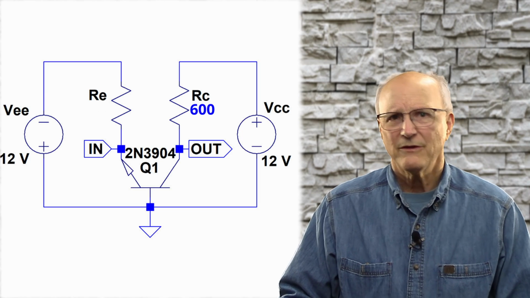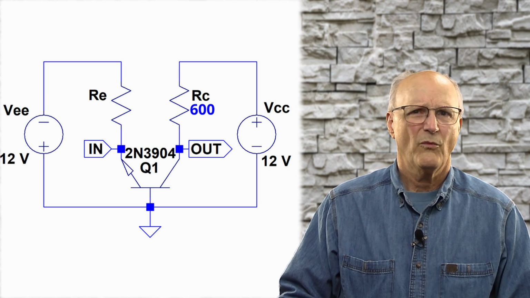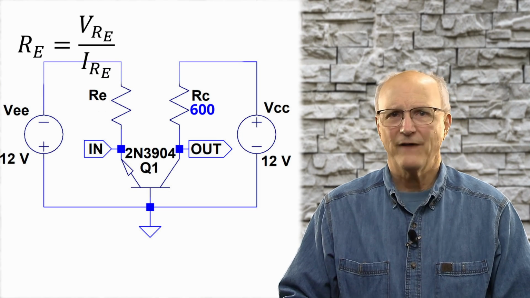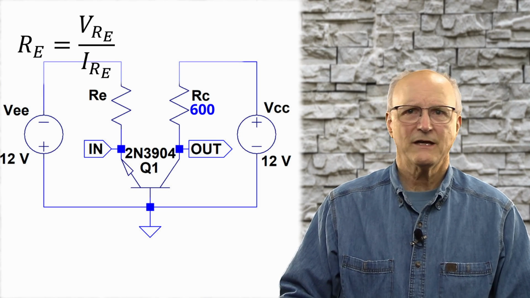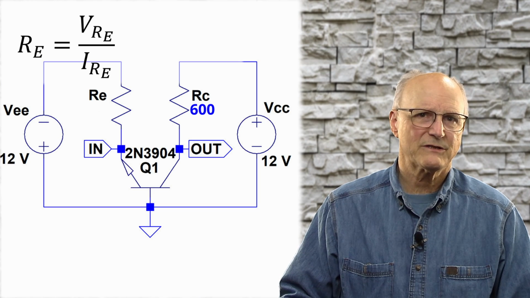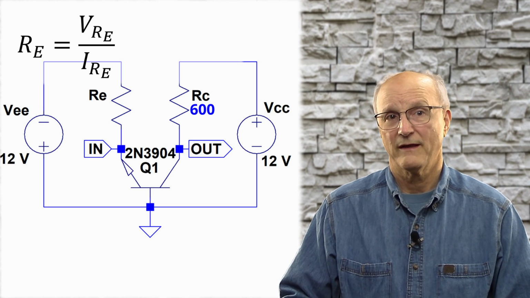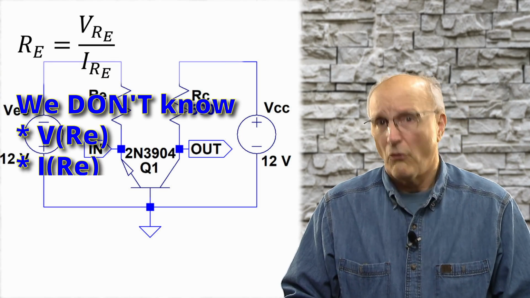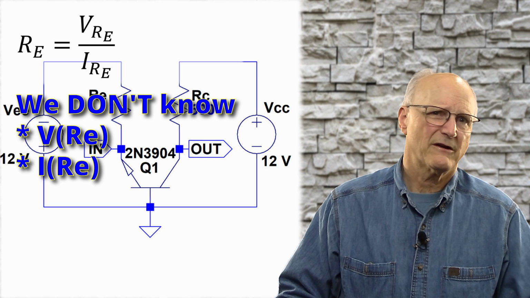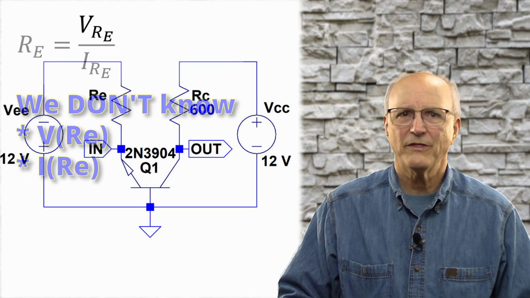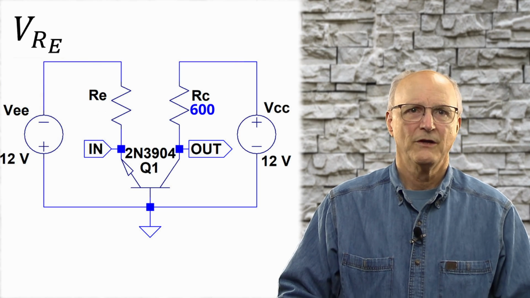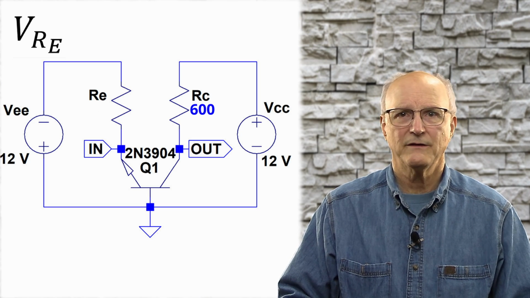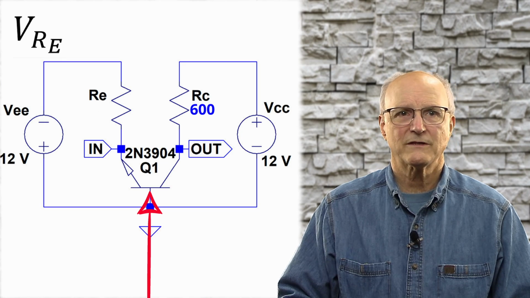As we work to determine the value of the emitter resistor, we start once again with Ohm's law, which tells us that the value of the emitter resistor is equal to the voltage across the emitter resistor divided by the current through it. So at this point, we don't know either the voltage or the current. So let's start our analysis by determining what the voltage across it is. To do this, we get to write Kirchhoff's voltage equation again, starting at the base of the transistor.